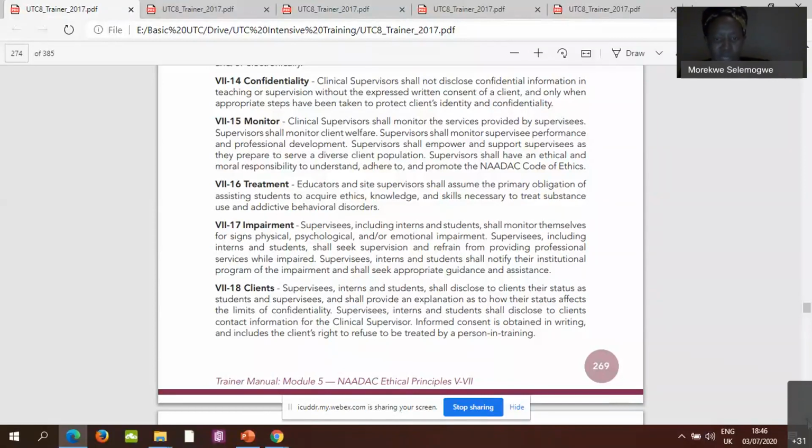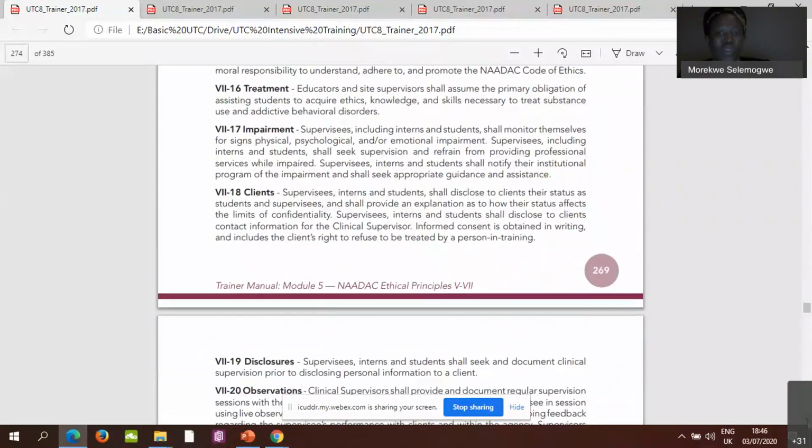And then for clients, supervisees and interns shall disclose to their clients their status as students and supervisees, and shall provide an explanation as to how their status affects the limits of confidentiality, very important. And have informed consent obtained in writing, which includes the client's right to refuse to be treated by a person in training.